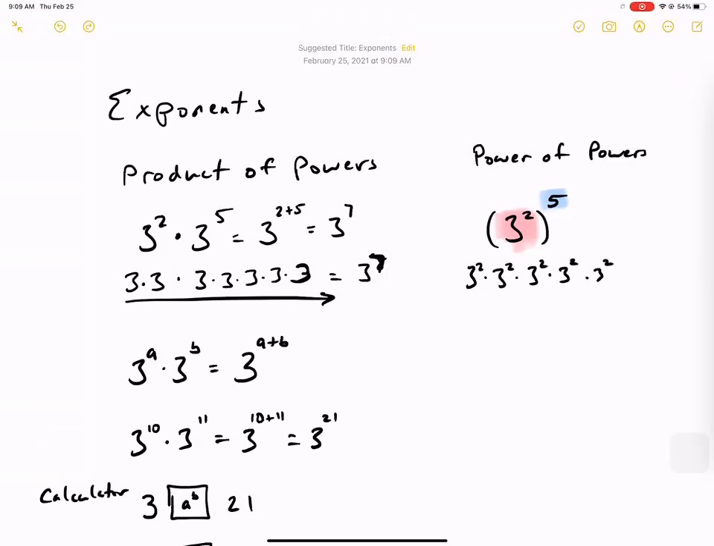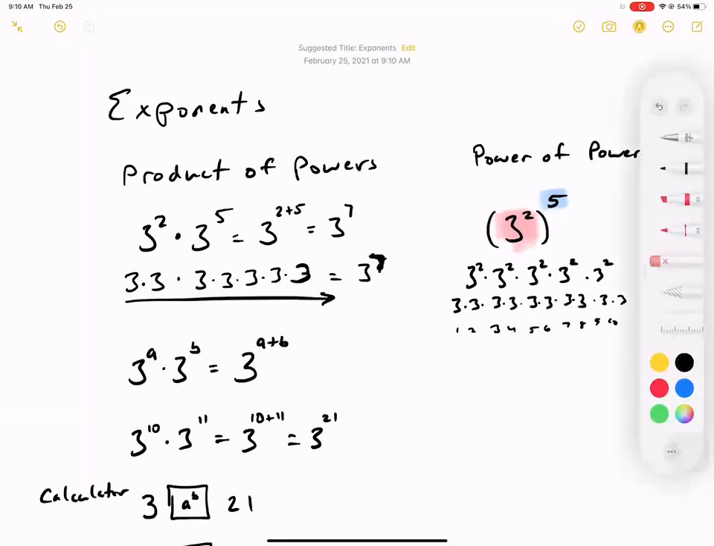Well, how many 3's do we have total then? Isn't this 3 times 3, and 3 times 3, and 3 times 3, and 3 times 3, and 3 times 3? Oh my goodness, we're multiplying them all together. How many 3's do we have total? 1, 2, 3, 4, 5, 6, 7, 8, 9, 10. You can see we have 10 3's all together.